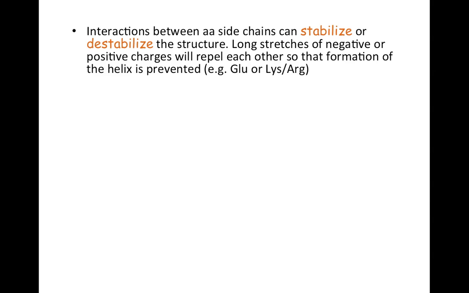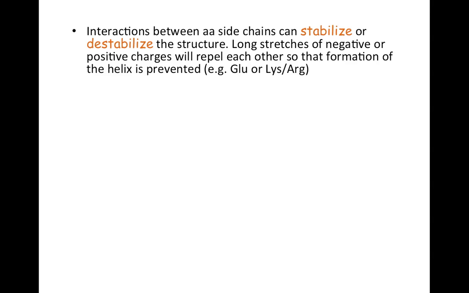Alright, so let's continue. Interactions between amino acid chains can stabilize or destabilize the structure. So what we're saying is that these amino acids that are in the alpha helix could also add to the stability, or in most times they could destabilize the structure if they're in a certain sequence. For example, long stretches of either negative or positive charges will repel each other. Remember, like charges will repel.